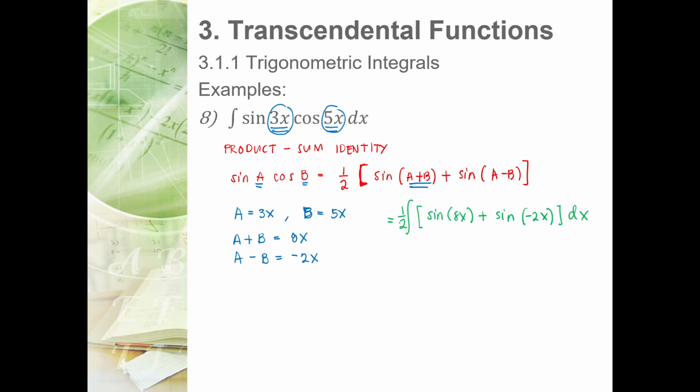Now you can distribute 1/2. I want to expand it further since we have coefficients on the angles, so it's better to save the multiplying of those fractions. So you're going to have 1/2 the integral of sine 8x dx, then plus 1/2 for each term, then sine negative 2x dx.